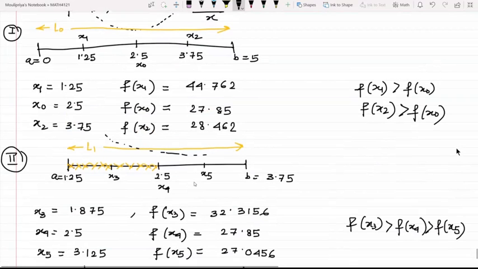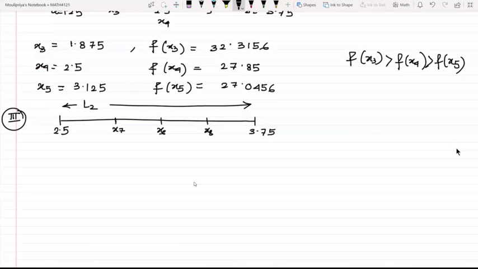So what about the points? What is x7? x7 is 2.8125. x6 is 3.125 and x8 is 3.4375.